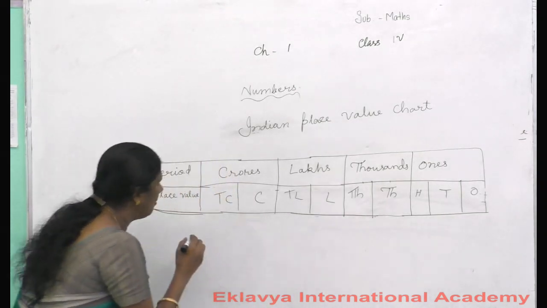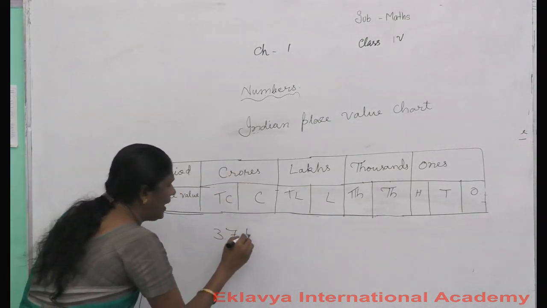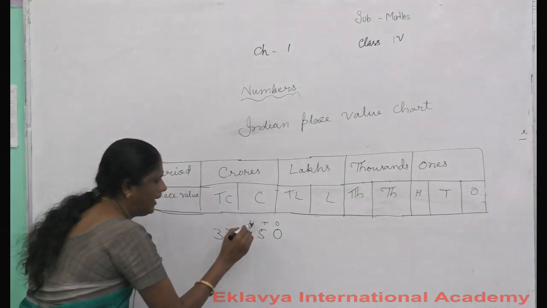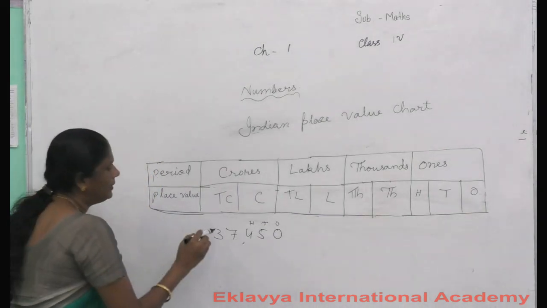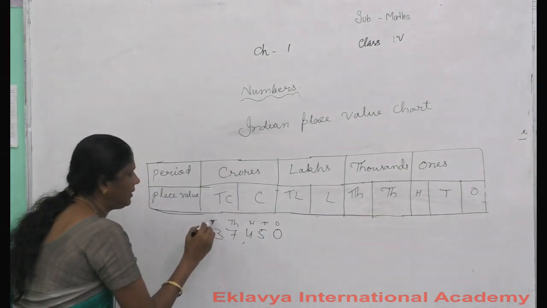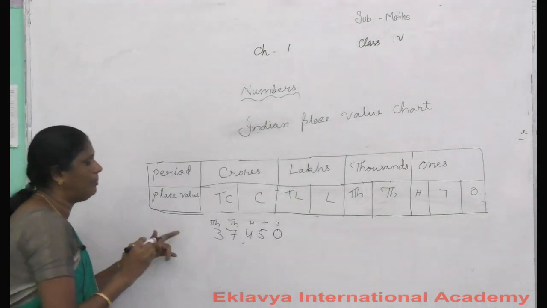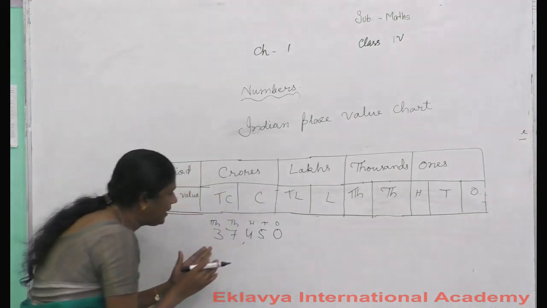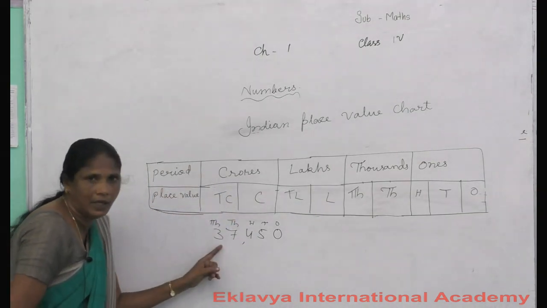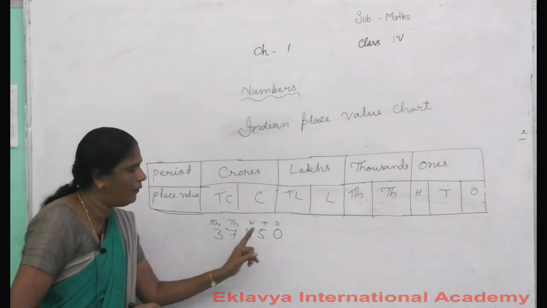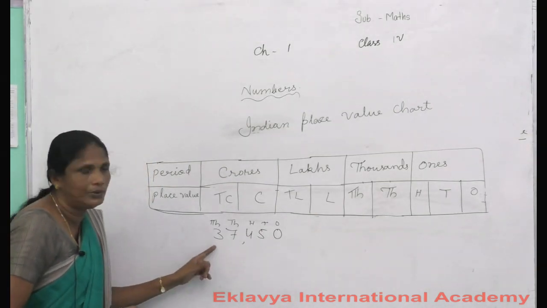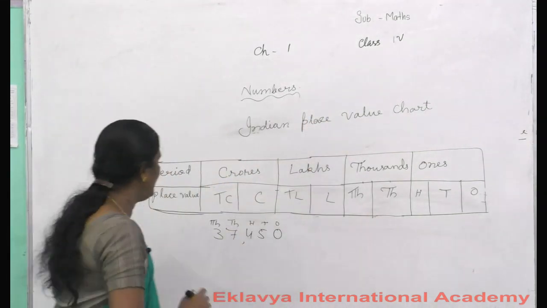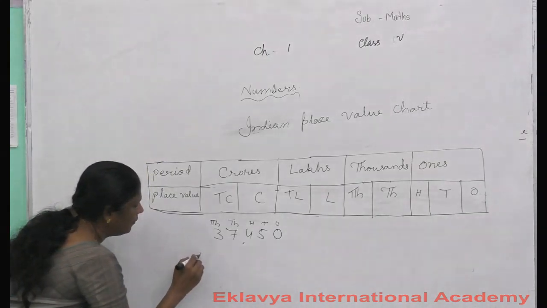Now, for example, how to write this number? Ones, tens, hundreds, then put a comma, thousand, 10,000. Then how to read this number? You read this group together, then this group together. Read this number: 37,450. Again, read 37,450.